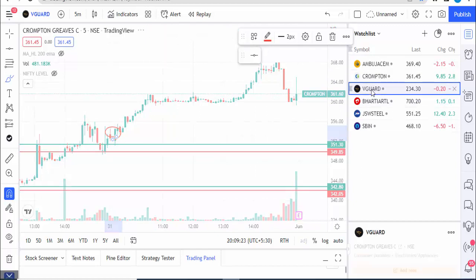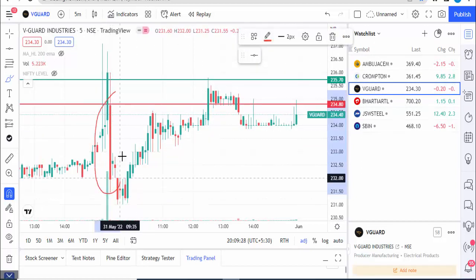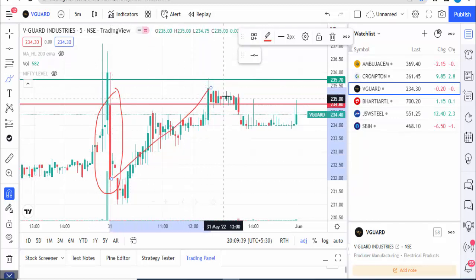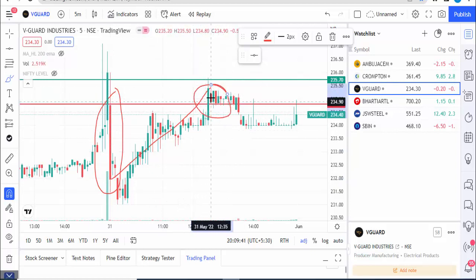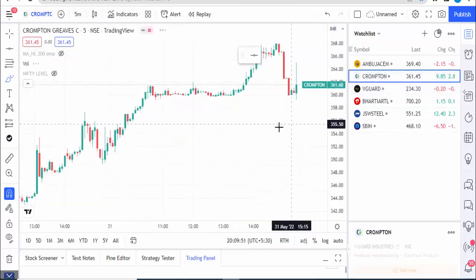The last one is V-Guard. In V-Guard, this is the opening candle and this is a huge candle. We already discussed in a previous video, whenever a huge candle is formed, just avoid the trade or wait for the retracement. Here you can see the market again goes up, and here it touched our lower level and retraced back. Okay. Today in Crompton only, we got a good entry.